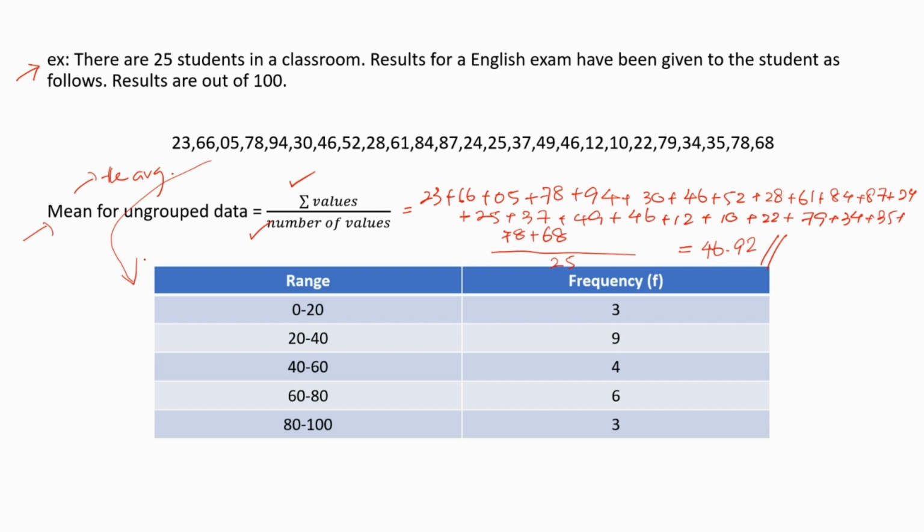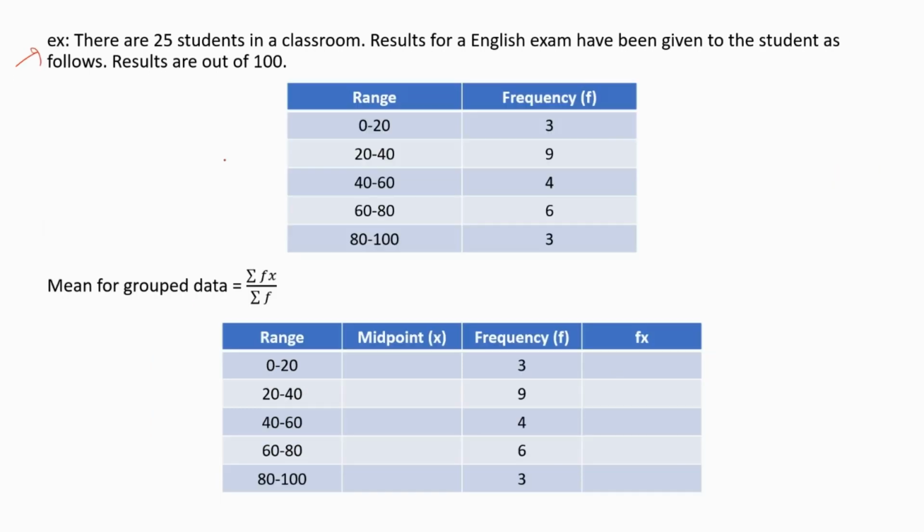We cannot use the same method to calculate the mean for grouped data. We have to use a different technique. Now let's talk about that. These are the grouped data. For the grouped data, we have to calculate the mean by using this formula. Sigma fx divided by sigma f.